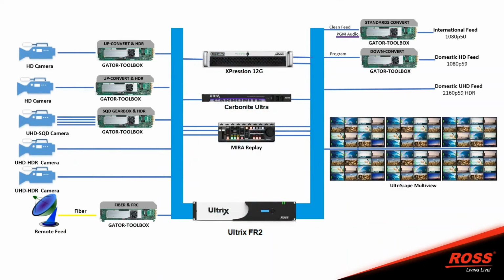Okay, that does it. We've corrected a number of issues with our feed in no time using the tools in our Gator Toolbox. We're ready for the show. To summarize, you can convert facility's HD cameras to UHD, HDR wide color gamut. You can frame sync remote feeds, you can gearbox a rented SDR UHD camera, you can apply audio correction and shuffle as well as video correction to match HD cameras to UHD cameras.